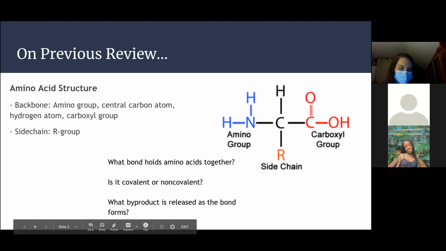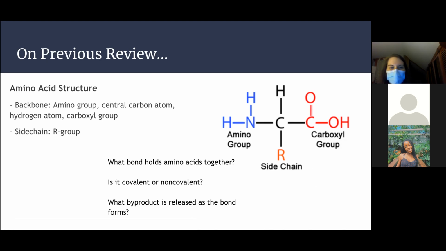And I guess I'll just answer the last one, that during peptide bond formation, which is a dehydration reaction, the byproduct that is released is water. So yeah, that is the spiel on amino acid structure and how peptide bonds are formed. Does anybody have any questions on this so far? Okay, I'll take that as no, and I'll continue.